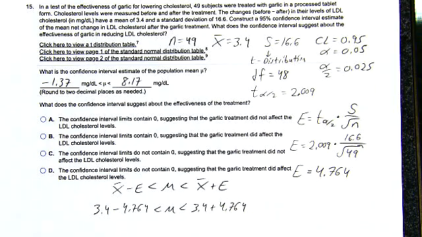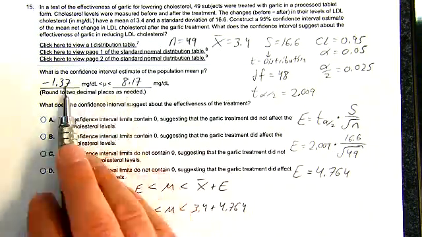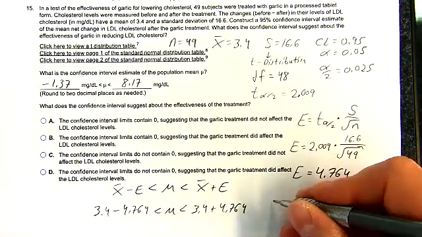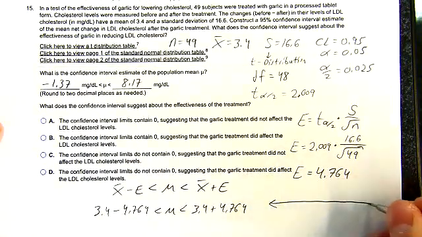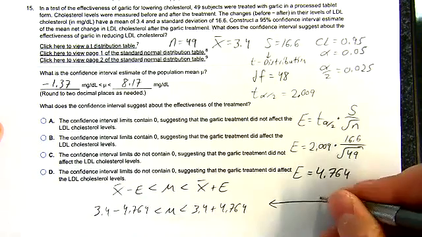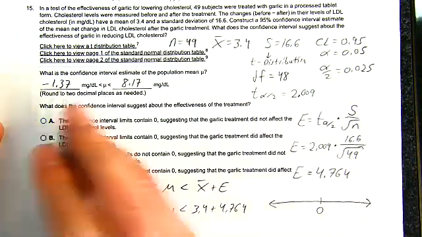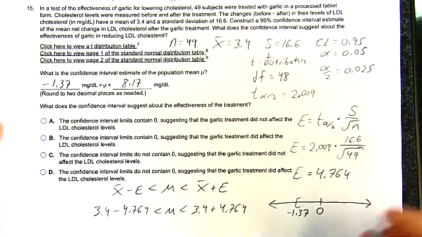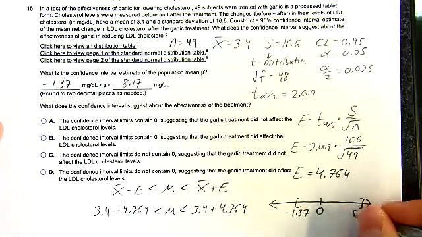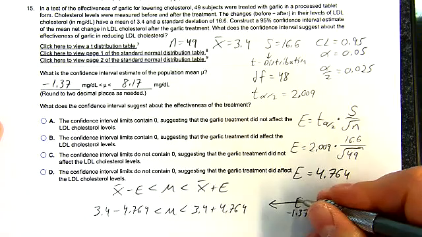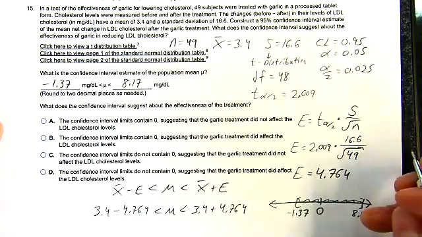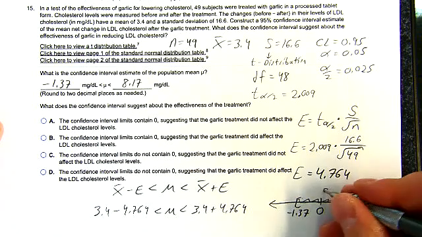Okay, just like before, let's plot this on the number line. So we have zero right in the middle. This is minus 1.37 over here somewhere. And then 8.17 would be over here. And in this region here, we are, what was our confidence? 95% confident.